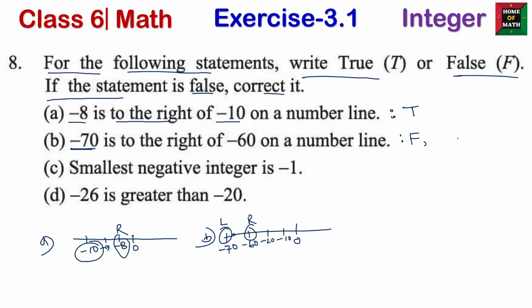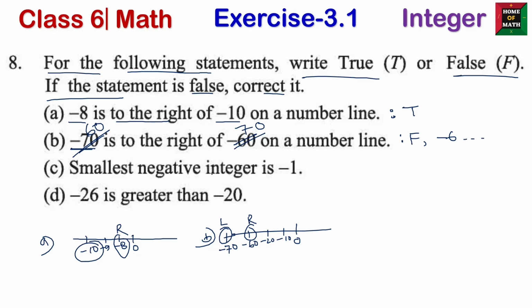The correct answer is minus 60. So here you can write minus 60 and here minus 70. So the correct answer is minus 60 is to the right of minus 70 on a number line. Okay, you can write from here.